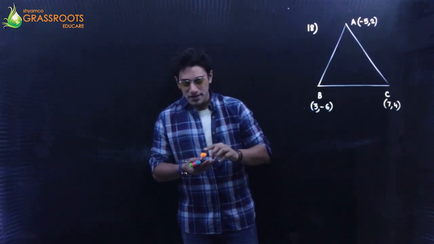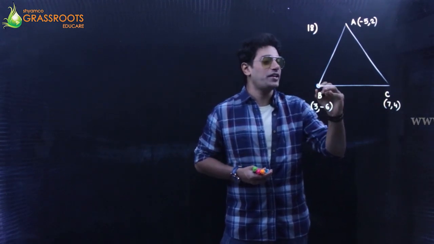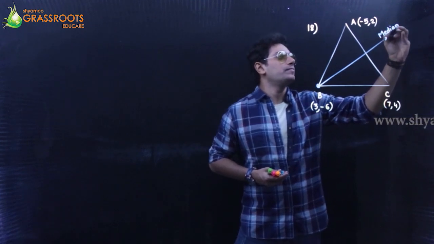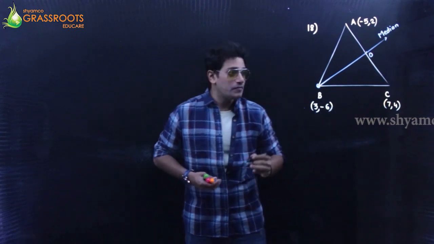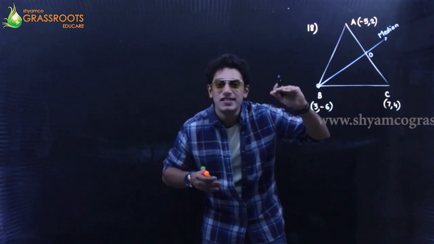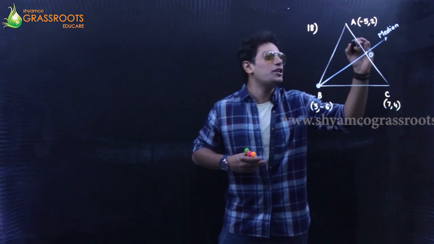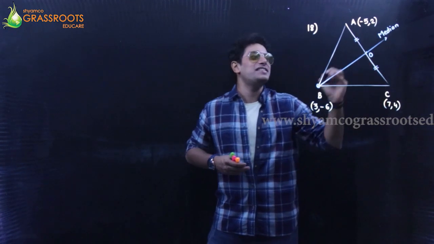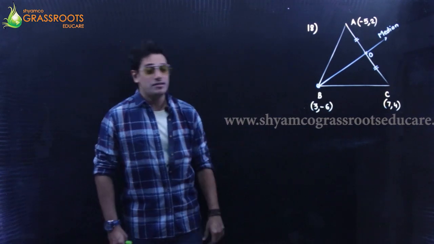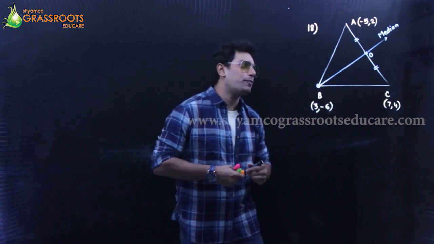The question demands, find the length of the median through this vertex. That means this is my median. Let's say it is meeting at D. I have to find the length of BD. Now median means this blue color divides AC into equal parts. That means, can I say D is the midpoint? That is the significance of a median. So if D is the midpoint, because BD is the median, use the midpoint formula.